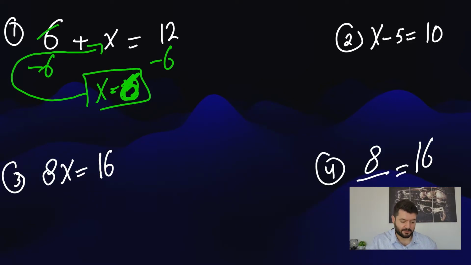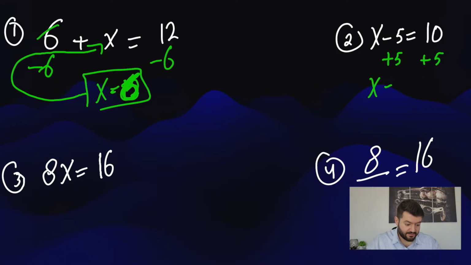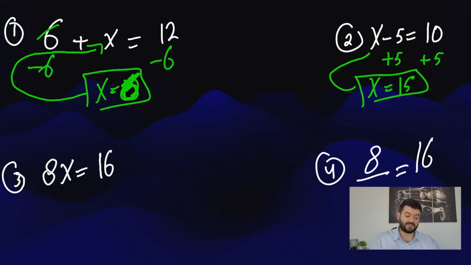Let's jump into example number 2. How can I get rid of the minus 5? By doing the opposite, by adding 5. So plus 5 and plus 5, x equals 15. How can I check? Put it back into the equation. 15 minus 5 gives you 10. So both of these answers are correct.